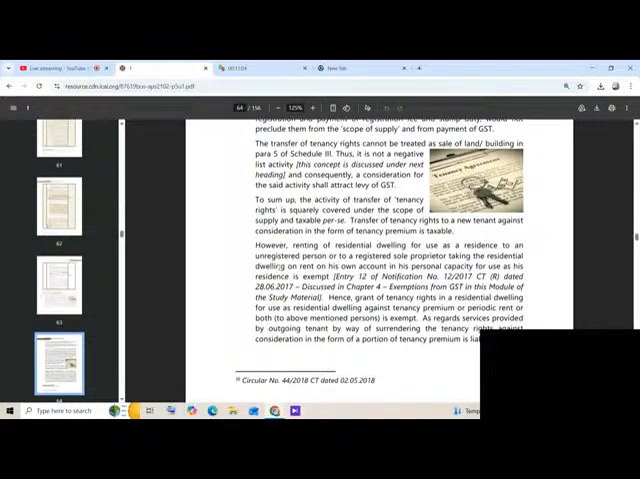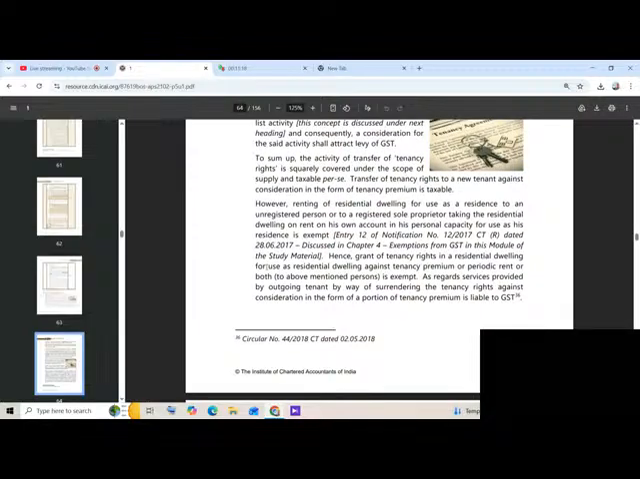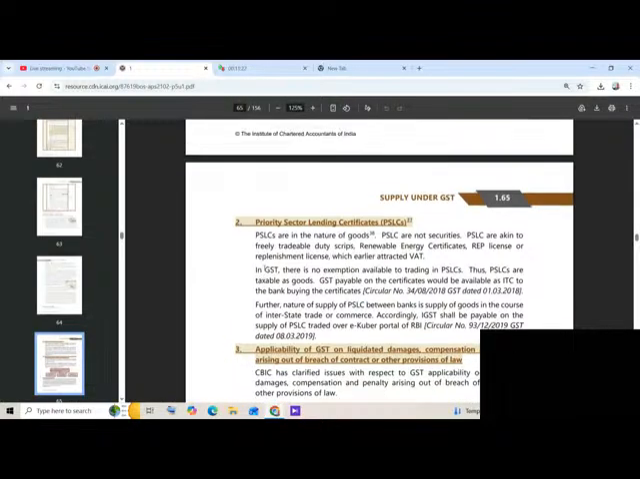Hence, grant of tenancy rights in a residential dwelling to use as residential dwelling against tenancy premium or periodic rent or both is exempt. As regards services provided by outgoing tenant by way of surrendering of tenancy rights against consideration in the form of portion of tenancy premium is liable to GST.